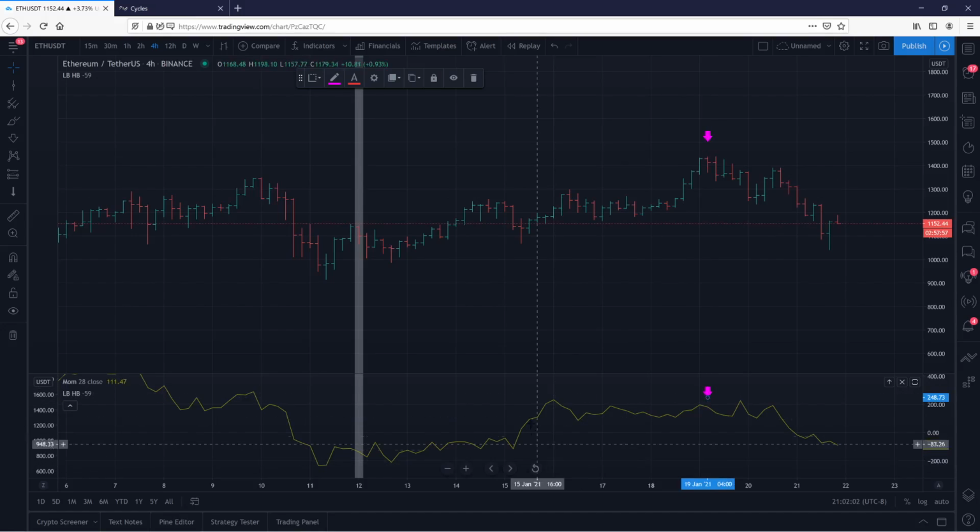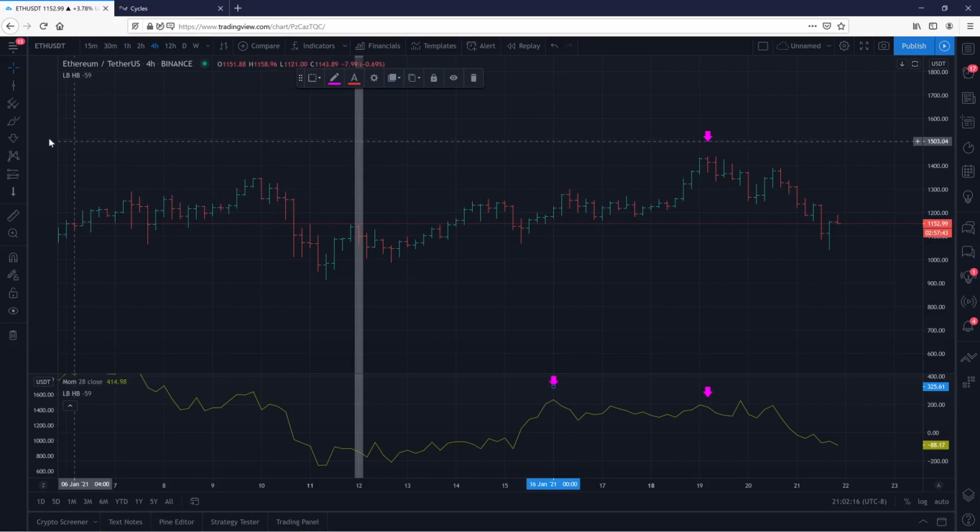Point C is the last highest high on your oscillator. This becomes point C. Point D is just the price bar that is over that point on your oscillator.